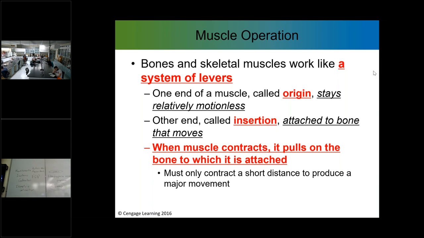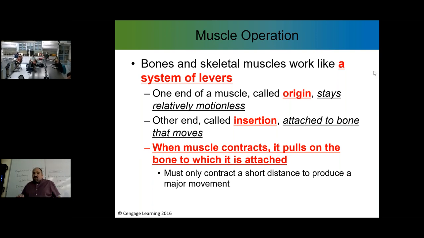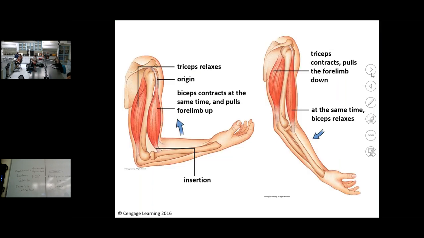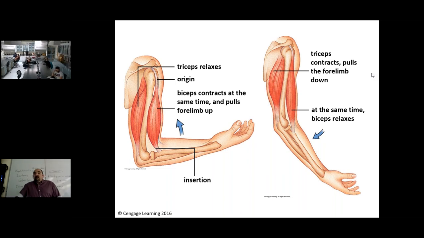It's a little bit of a weird thing, but it's important to know, in addition to what goes on as far as action of muscles are concerned. You'll see here, when a muscle contracts, it pulls on the bone to which it is attached, causing that movement. And here's an image showing the antagonistic relationship between biceps brachii and triceps brachii. Flexion, extension of the forearm.